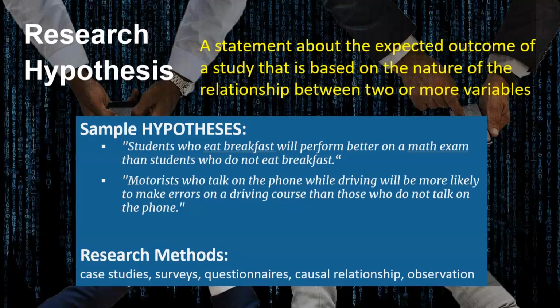Okay. Motorists who talk on the phone while driving make more errors on a driving course than those who do not talk on the phone. So how to conduct this kind of research? You maybe can do a case study or survey, create the questionnaire, and distribute it to the respondents. The respondents that you select need to be a sampling population related to your hypothesis. You cannot create the questions and send them to just any respondent.